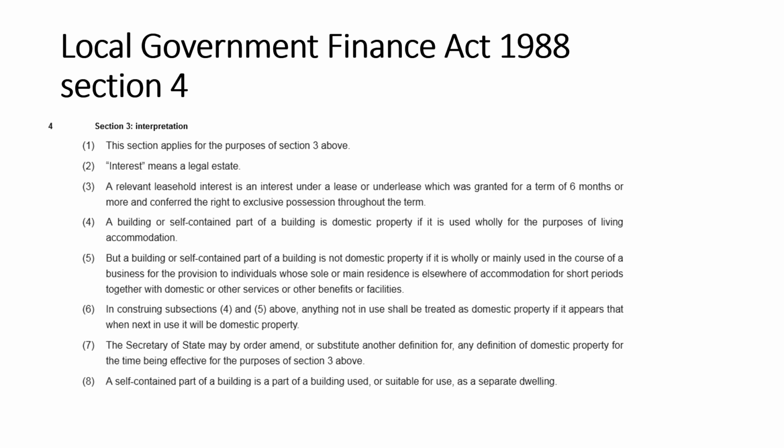And then 5, a building or self-contained part of a building is not domestic property if it is wholly or mainly used in the course of a business for the provision of an individual whose sole or main residence is elsewhere, of accommodation for short periods, together with domestic services or other benefits or facilities. So we can see here that there is a difference between domestic property and the building which is used for commercial purposes. And then in construction with sections 4 and 5 above, anything not in use shall be treated as domestic property if it appears that when it's next used it will be domestic property.